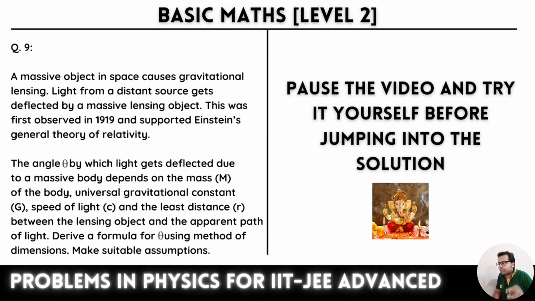The angle theta by which light gets deflected due to a massive body. Okay, so angle of deflection, because light is deflected. So angle of deflection depends on mass of the body, definitely, universal gravitational constant G, speed of light, that is a constant, and the least distance between the lensing object and the apparent path of the light. Okay, so dependency is given, theta is dependent on all these things. You have to derive a formula for theta using method of dimensions, make suitable assumptions.